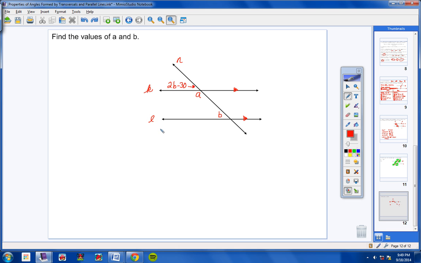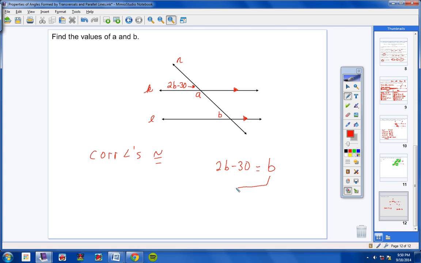Okay, students, think about this for a second. We know that this angle right here and this angle here are called what? Corresponding angles. Whenever we have two parallel lines cut by a transversal, corresponding angles are not supplementary, they are congruent. So I can take this top angle here, which is 2b minus 30, and set it equal to its corresponding angle b. Now we're ready to solve this equation pretty easily.